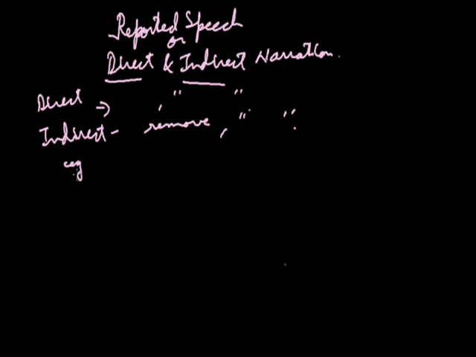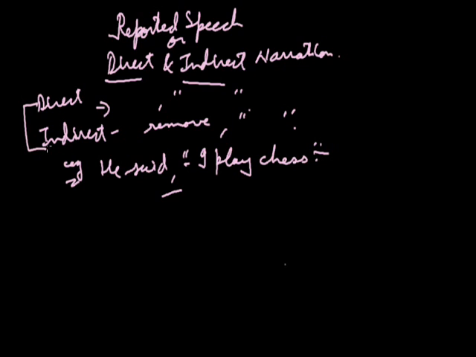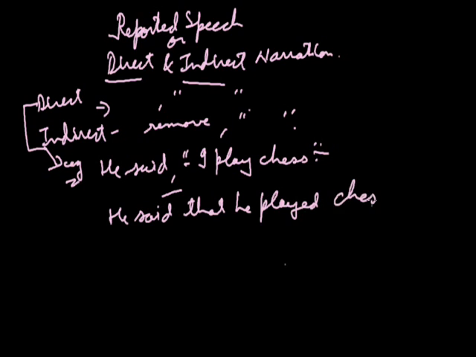For example, he said, "I play chess." Now over here comma and the inverted commas are given to us, so this one will be a direct narration. Whereas if we remove comma and inverted commas, then this will become the indirect narration.